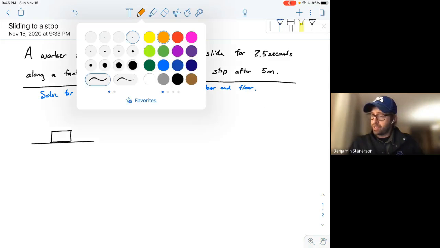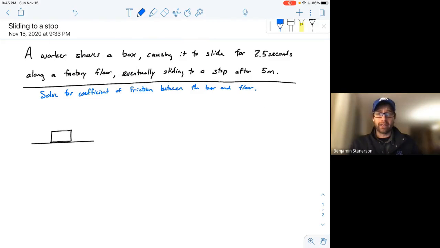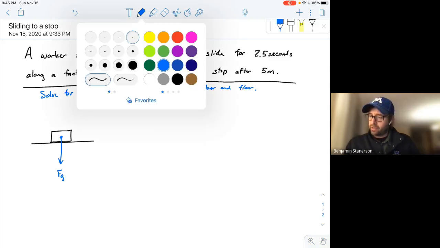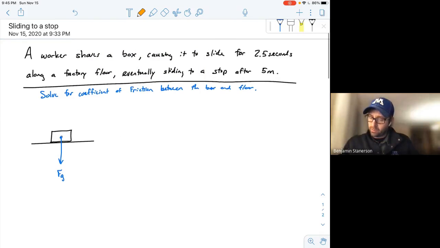All right, so first things first, let's map out our free body diagram with this. And I'm going to draw down the forces. The first force is the downwards force due to gravity, so Fg. And I also know that there is a normal force that's equal and opposite in this case. So this would be the force normal.